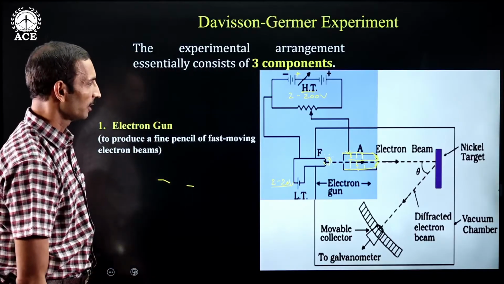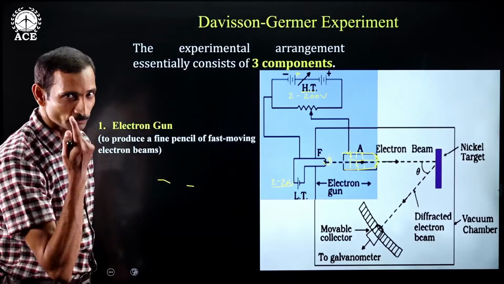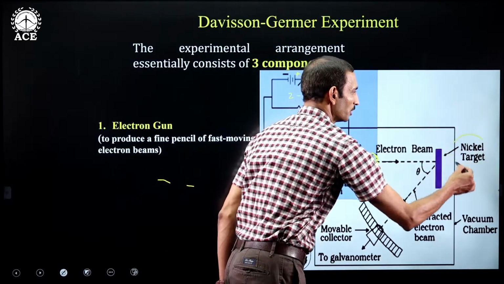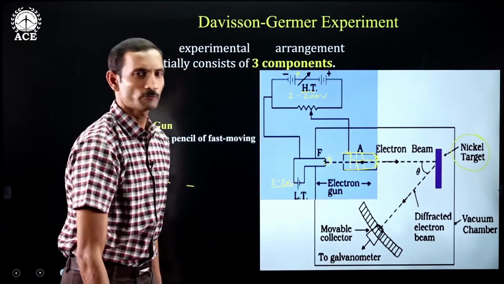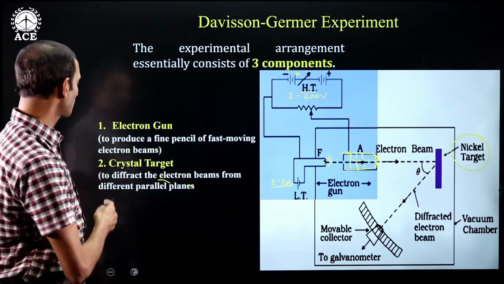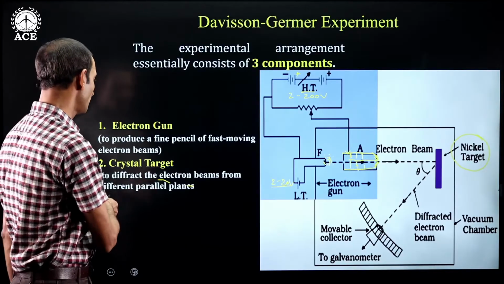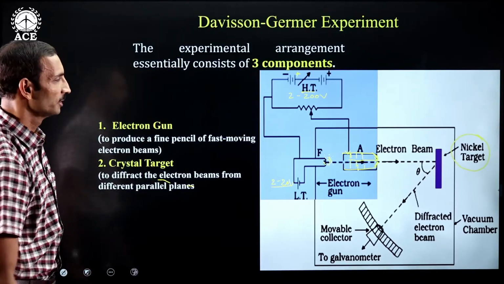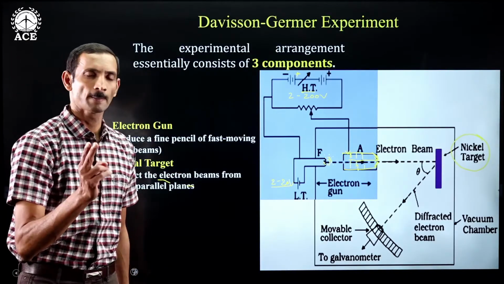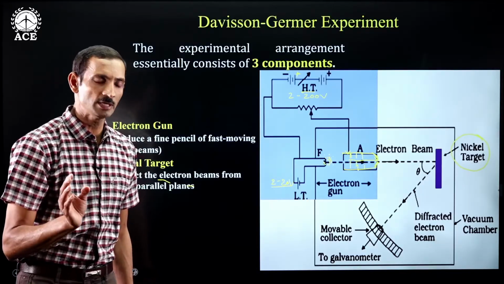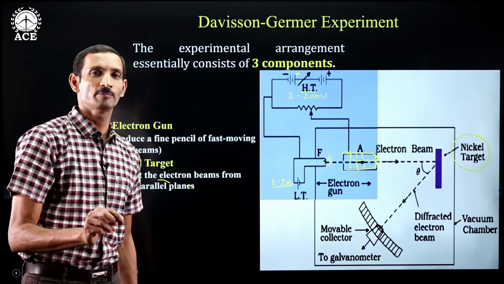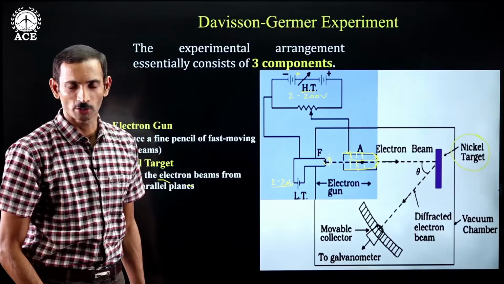The second part is the target, which happens to be a metallic crystal. Here it is nickel, the one used by Davisson and Germer. That would be used as the target. The functionality of this nickel target is to diffract the electron beams from different parallel planes. Crystals have two things: regularity and periodicity. Regularity means the presence of atoms at their own places, and periodicity means these atoms are orderly arranged in all 3 dimensions.